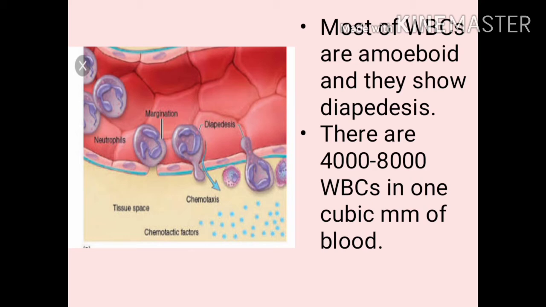The next point we have discussed right now is that they are much less in number as compared to RBC. WBCs are just 4,000 to 8,000 in 1 mm³ of blood in comparison to the red blood cells, which are almost 5 million per mm³ of blood in adult human male.